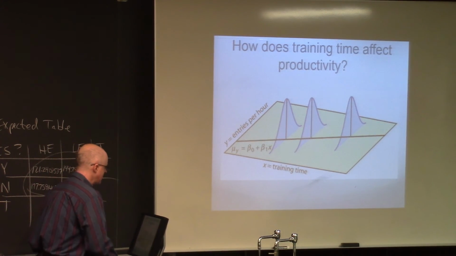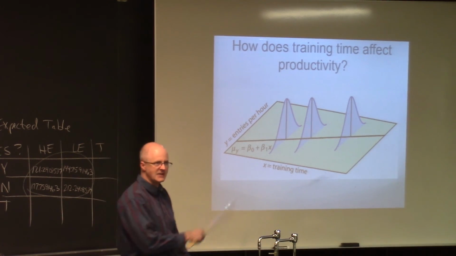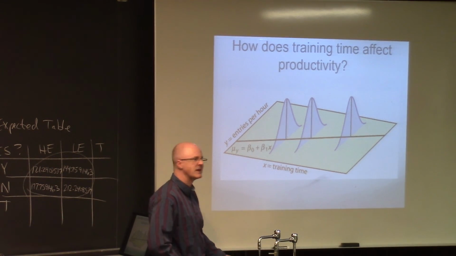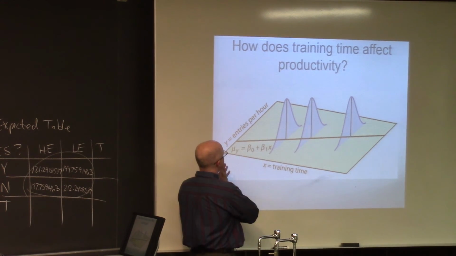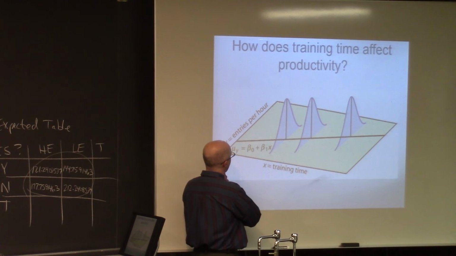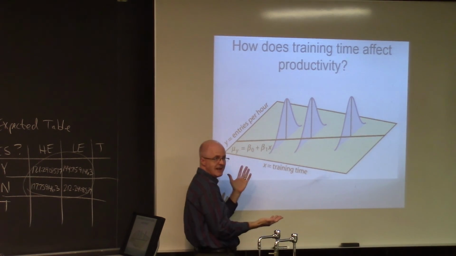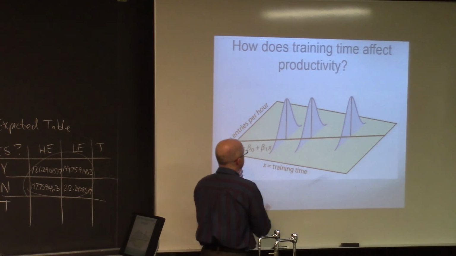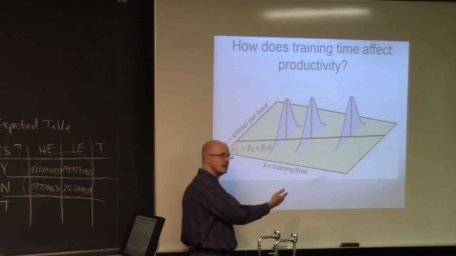This is an example in the book related to how training time affects productivity, entries per hour, data entries or something. Does the amount of training time explain how somebody does in entries per hour? Those are the two variables. This is explanatory, this is response. They're quantitative instead of categorical. You'd have a scatter plot, different amount of training time for different amount of people.